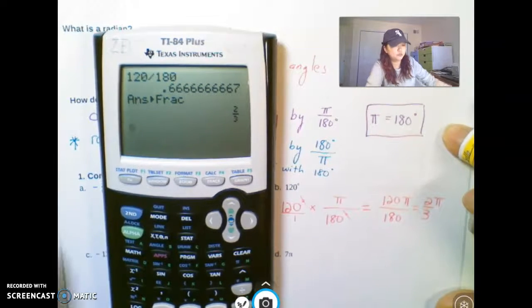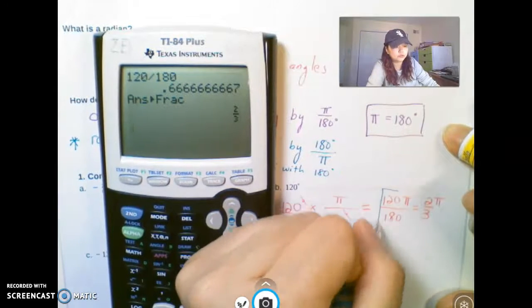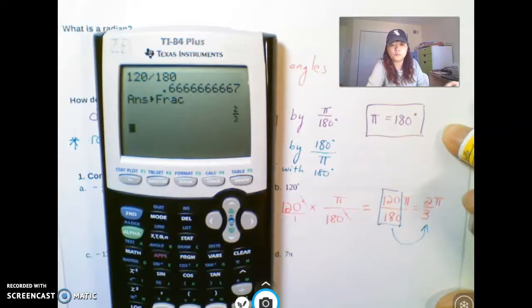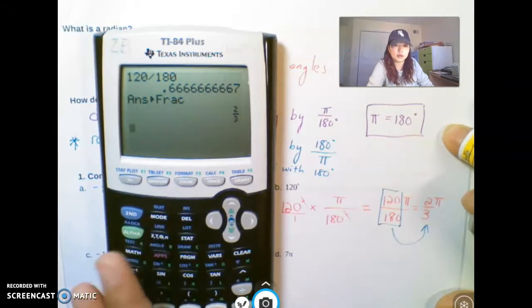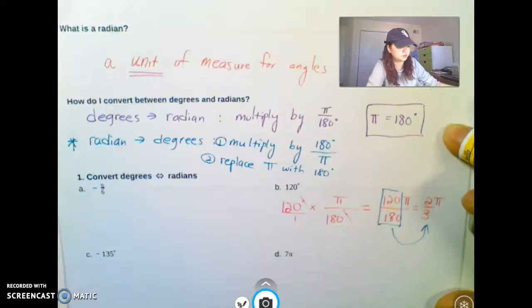So yes, you do always have to reduce the fraction once you're done with it. And you have this TI-84 calculator embedded in your Chromebook, so please use that. Let's try the next one.